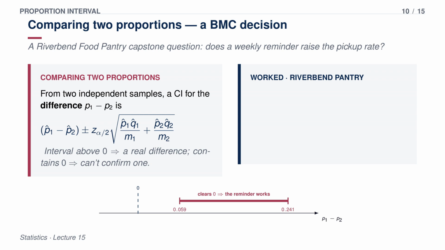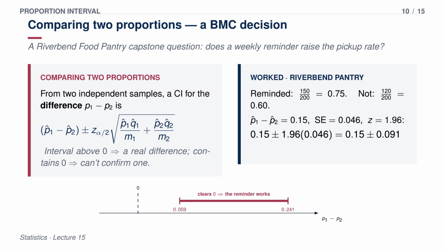Riverbend's numbers. Of 200 reminded families, 150 picked up. That's 0.75. Of 200 not reminded, 120, 0.60. The difference is 0.15. The combined standard error is about 0.046, and z is 1.96, so the margin is about 0.091. 0.15 plus or minus 0.091 gives the interval 0.059 to 0.241.